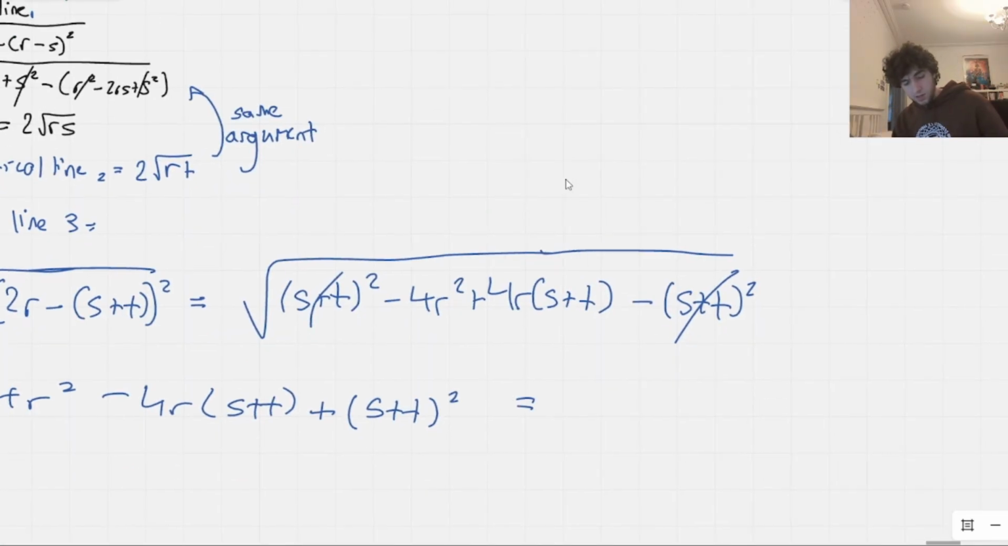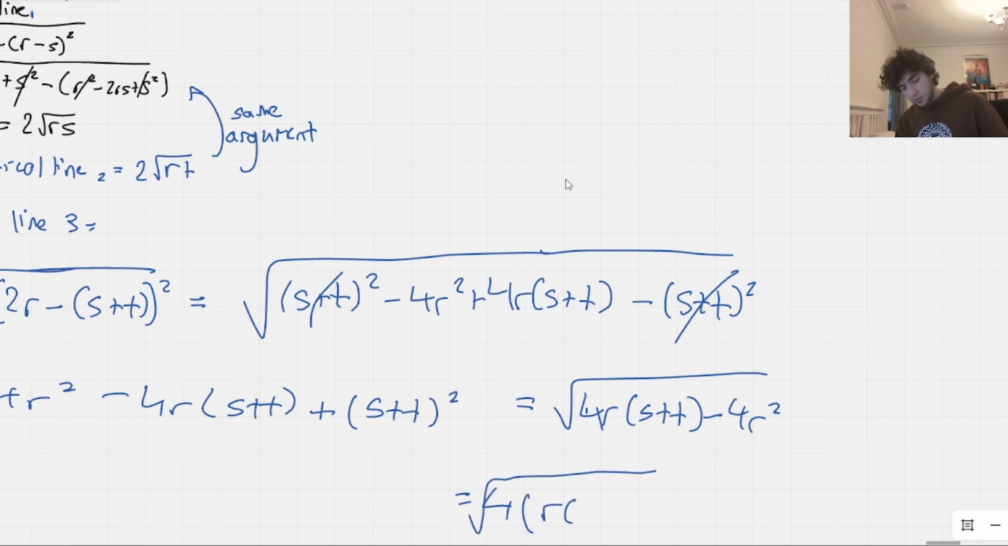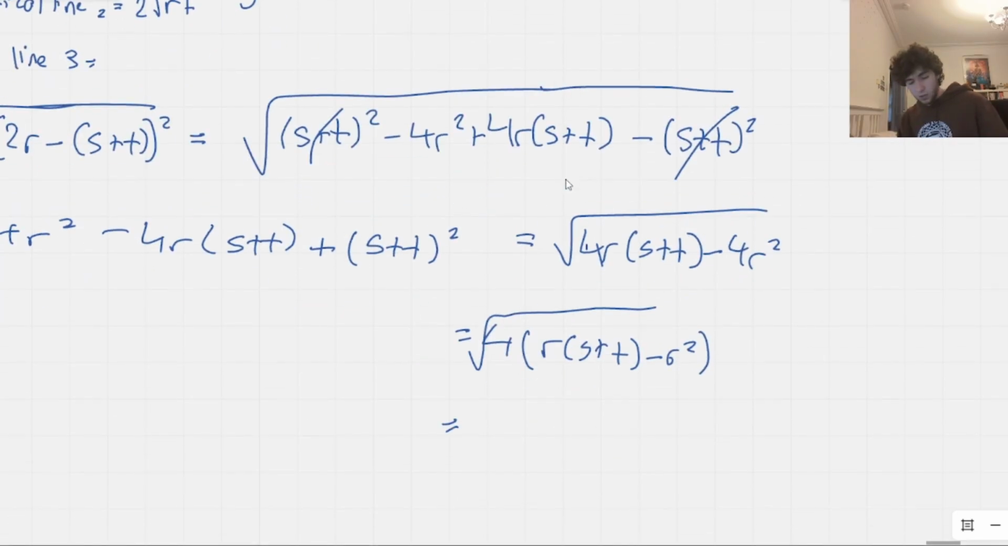And this just gives us effectively the square root of 4r multiplied by (s plus t) minus 4r squared, which is effectively the same thing as the square root of 4 multiplied by (r times (s plus t) minus r squared). So the square root of 4 is just 2. So that's the same thing as 2 times the square root of r times (s plus t) minus r squared.